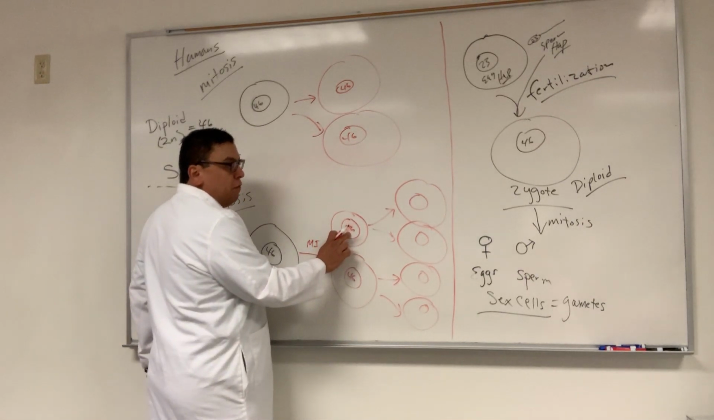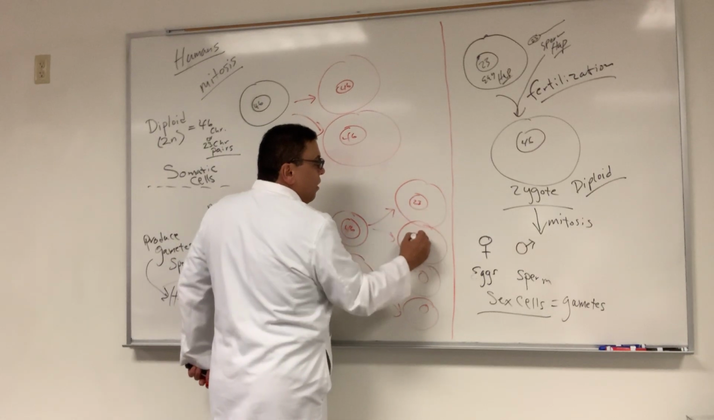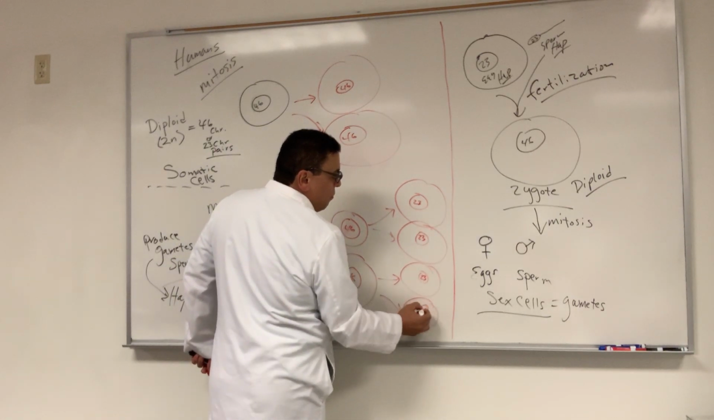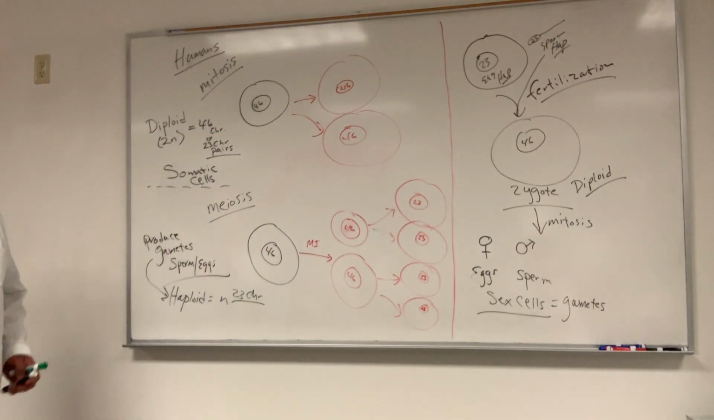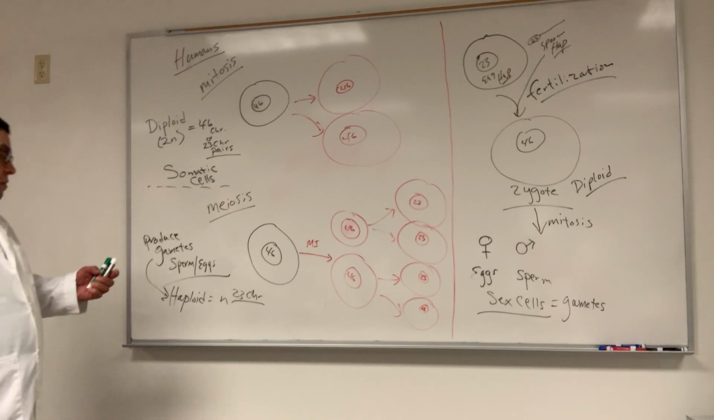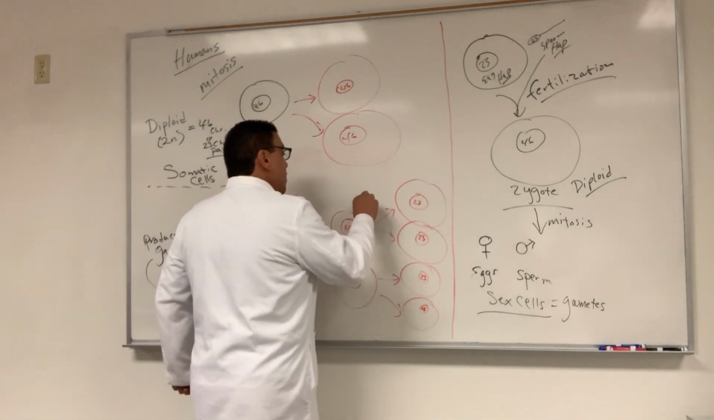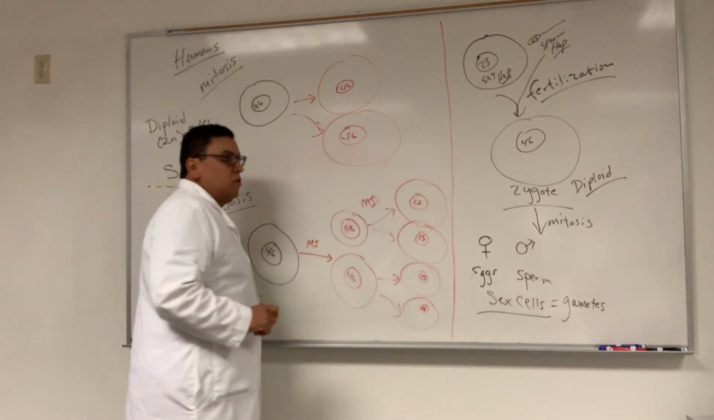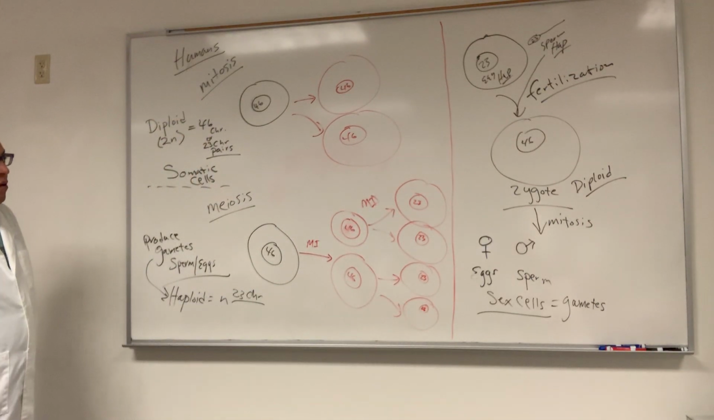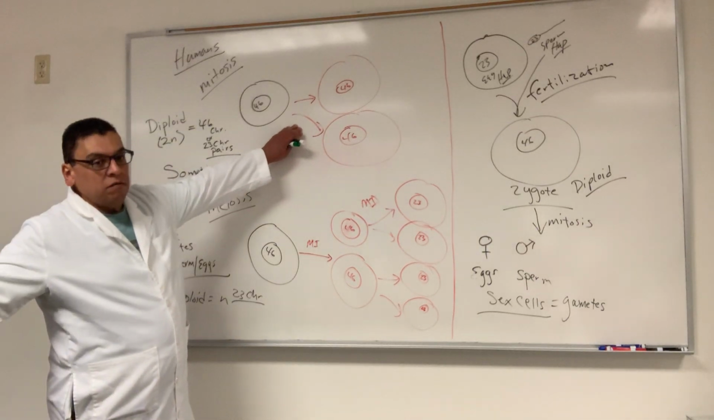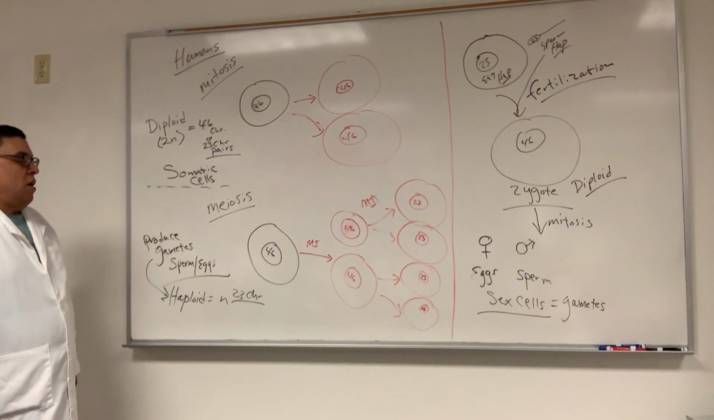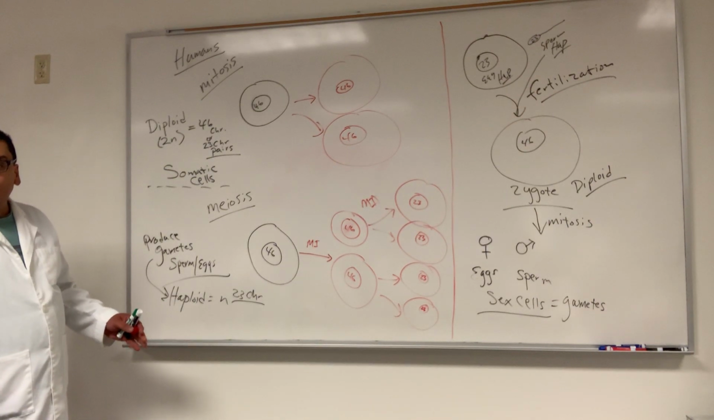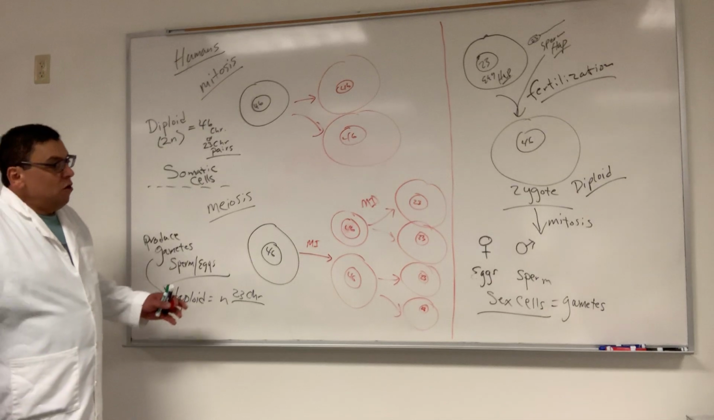But then there'll be half of 46 in each one. 23, 23, 23, 23. You'll end up with 4 haploids at the end of meiosis. So you can tell there's a difference here. There are 2 events, meiosis 1 and meiosis 2, compared to 1 event here, and that would be mitosis.